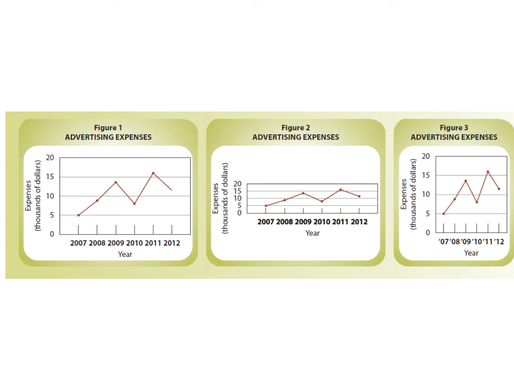Now, you can have a look at these three charts here. All three charts are giving the same information, but because we have a very large x-axis in figure 2, it seems as if the change in the data is not much. But if you look at figure 3, the vertical axis is quite big as compared to the horizontal axis. So it seems as if there have been very huge changes, sharp movements within the data, advertising expenses.